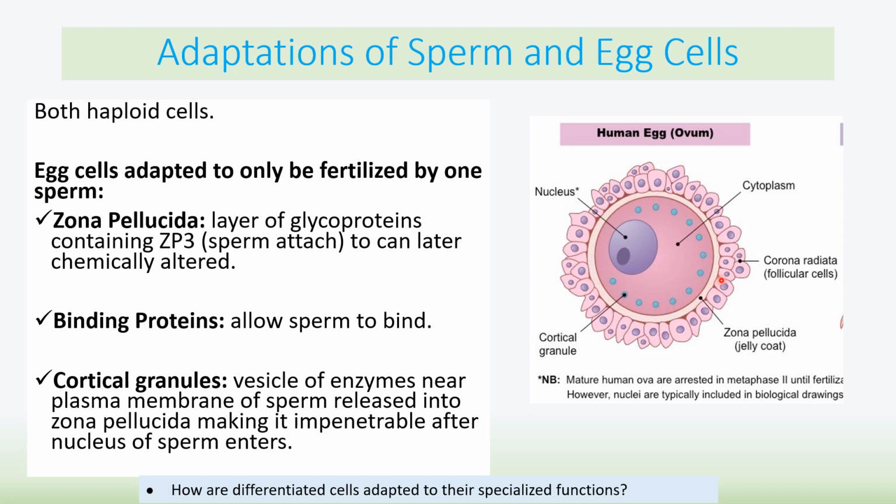Also, we have on here something called binding proteins, which allow the sperm to bind, and we have something called cortical granules as well, these blue bits here. And the cortical granules are vesicles of enzymes near the plasma membrane of the egg, released into the zona pellucida. So once the sperm enters here, these blue circles contain enzymes that are released near where the sperm enters, making the zona pellucida then become impenetrable for future sperm entry.